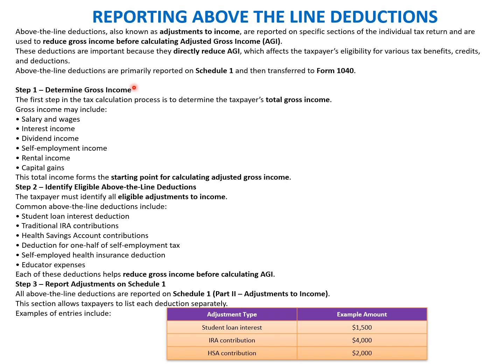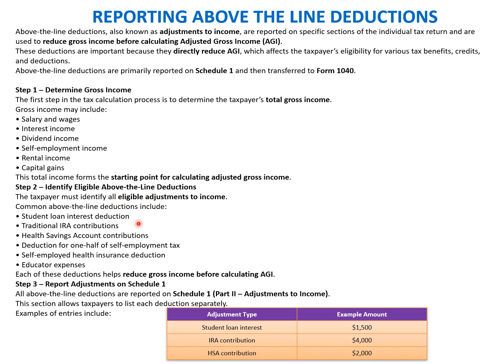The first step is to determine the gross income. The first step in the tax calculation process is to determine the total income, which is the gross income, the addition of income earned under various heads like salary and wages, interest income, dividend income, self-employment income, rental income, and capital gains. This total income forms the starting point for calculating the AGI.